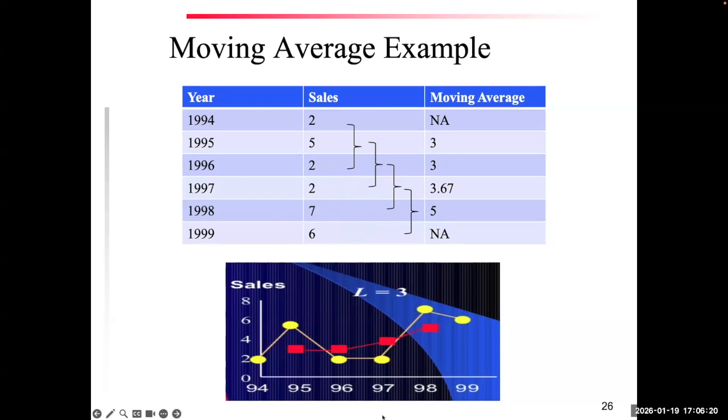Now, if you look at this diagram, you can see that the x-axis shows year, and the y-axis shows sales. Now, the yellow trend is related to your original data based on sales. Whereas if you use moving average, you see this red line, which is smoother, right? So you smooth out the data.